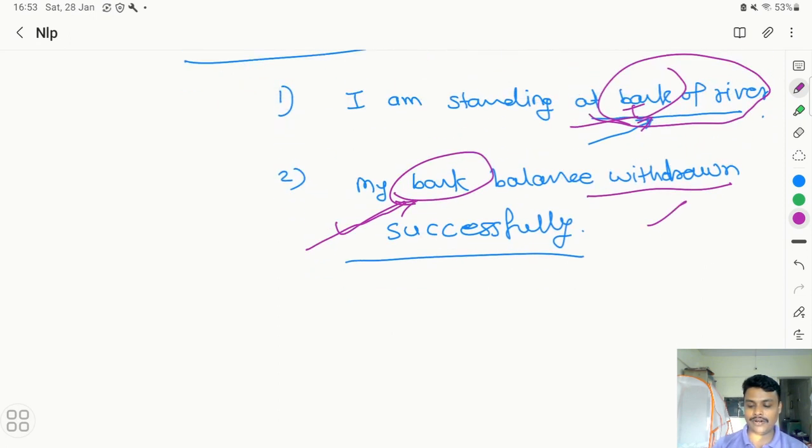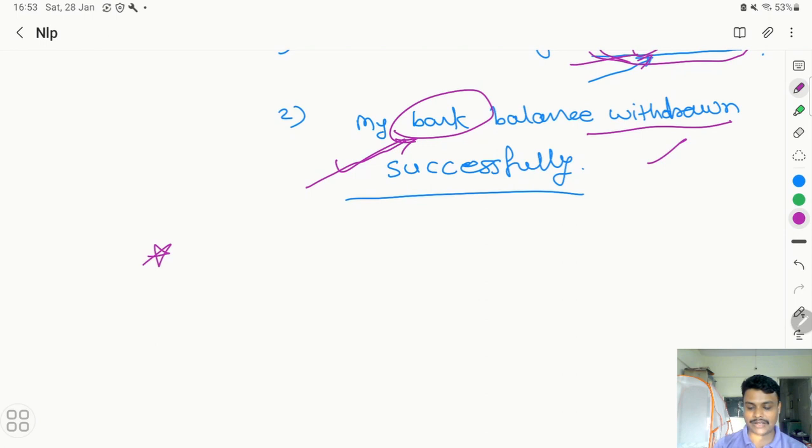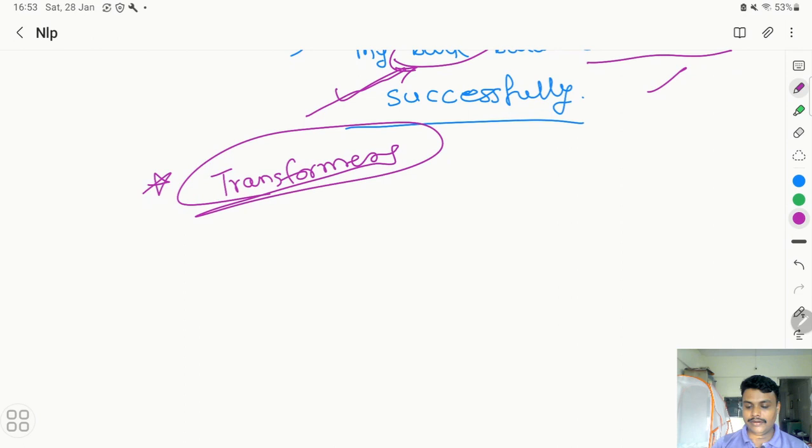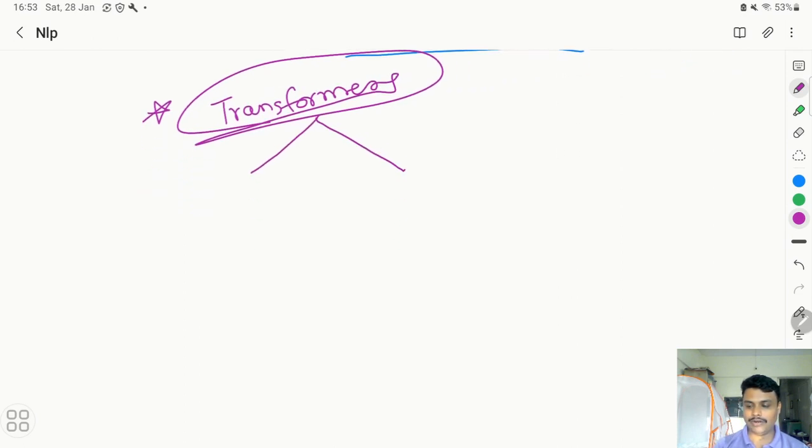But what happened after 2017? There were some model schemes in natural language processing, and those models were specifically named transformers. And a transformer basically consists of two parts. One part is the encoder and the second part is the decoder.